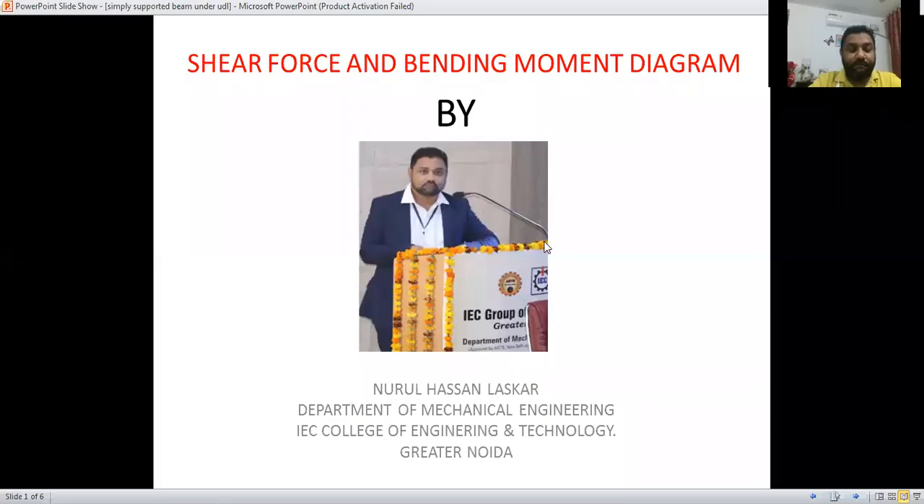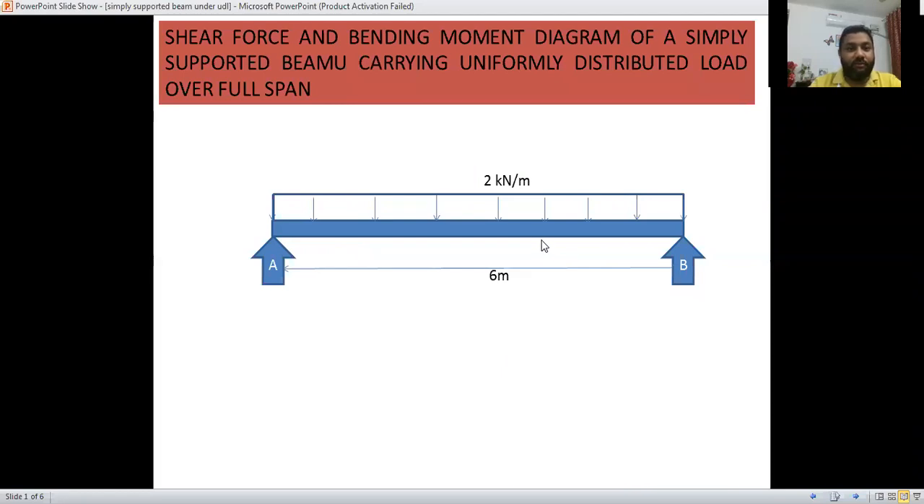Hello, my dear student. Today, I am here to discuss the shear force and bending moment diagram of a simply supported beam carrying a uniformly distributed load for the full span. So, this is a problem: shear force and bending moment diagram of a simply supported beam carrying a uniformly distributed load over the full span.